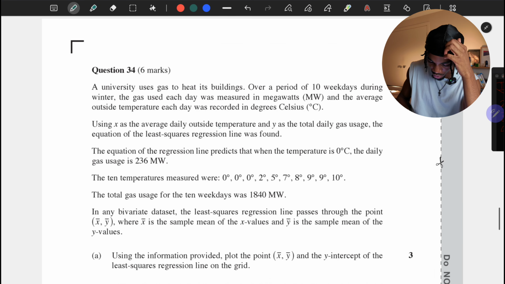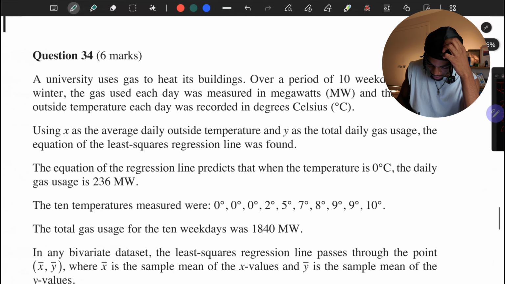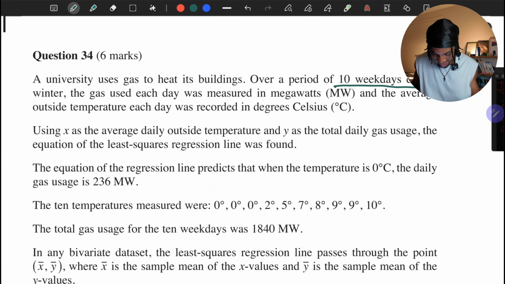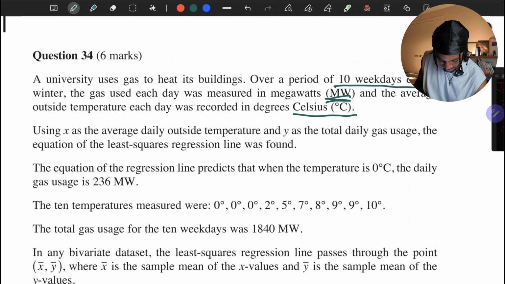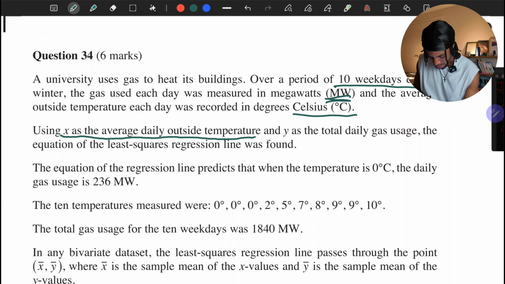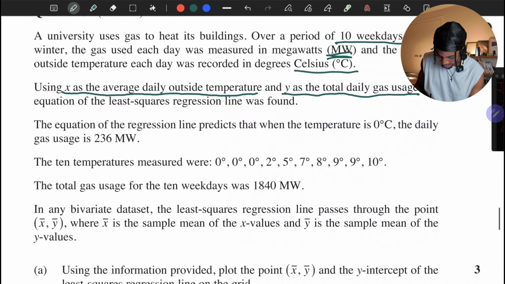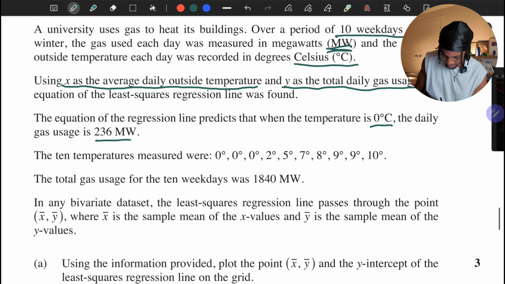So what hints does the question actually give me? All I have to do is scan through this. The university uses gas usage over a period of 10 weekdays. I'm just looking for anything that could be relevant. Gas is used and measured in megawatts. Average temperature is in Celsius. All right, this is useful. X is the average daily temperature outside, and Y is the total daily gas usage. I know what X and Y equal now. The equation of the line predicts that when the temperature is 0, the daily gas usage is 236.